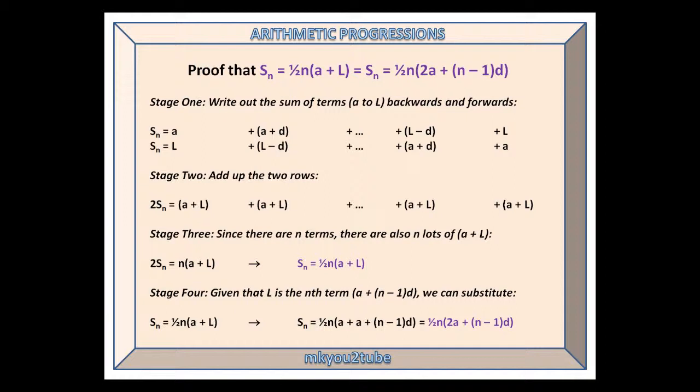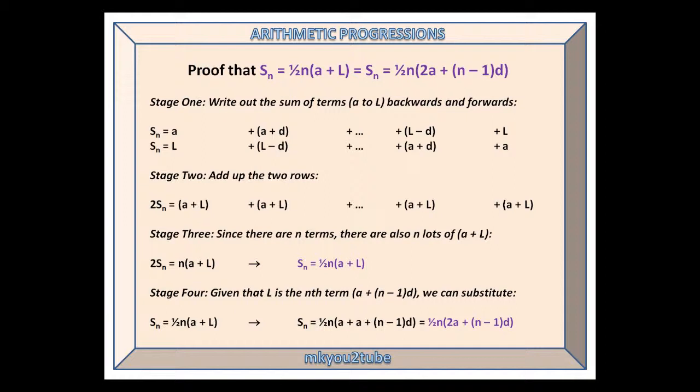So 2Sn will equal (a plus L) plus (a plus L) plus (a plus L) all the way along. For stage 3, we note that since there are n terms, there are n lots of (a plus L) in our sum. So 2Sn equals n times (a plus L), which when we divide by 2 gives us the formula Sn equals a half of n times (a plus L).